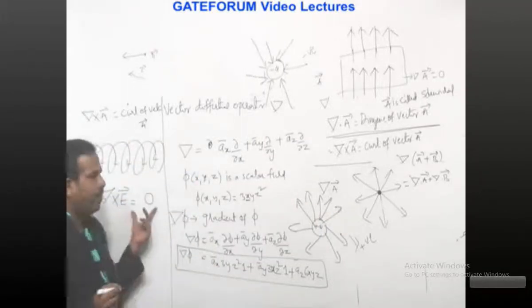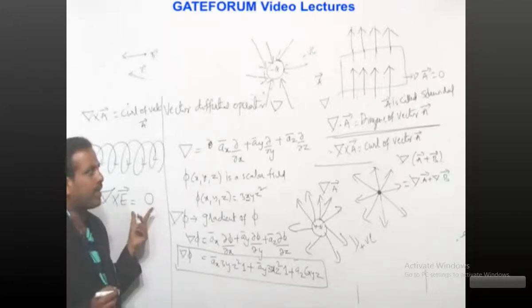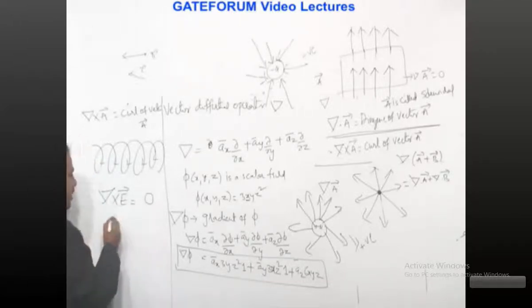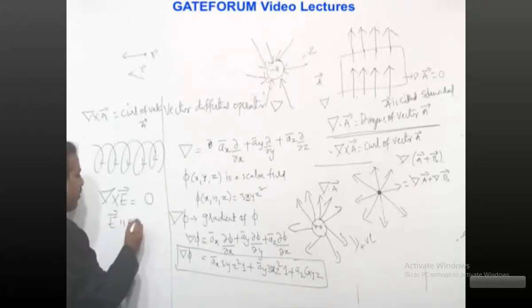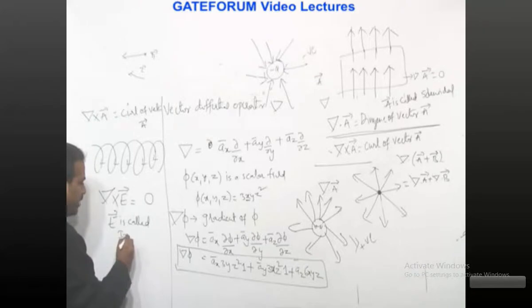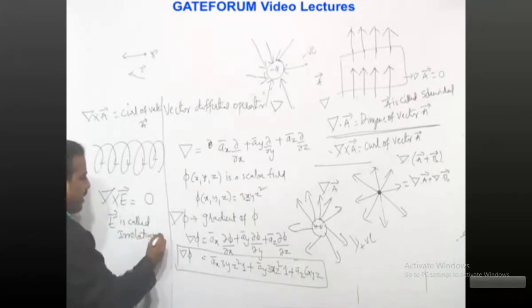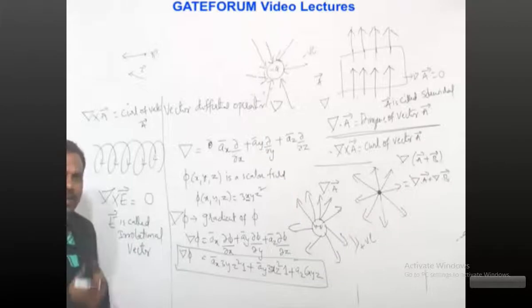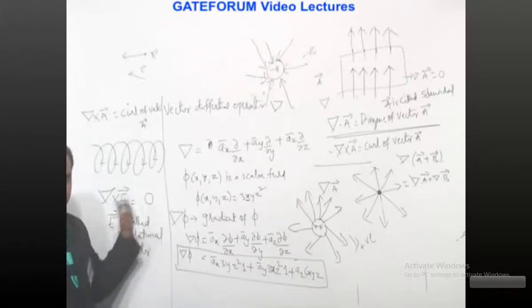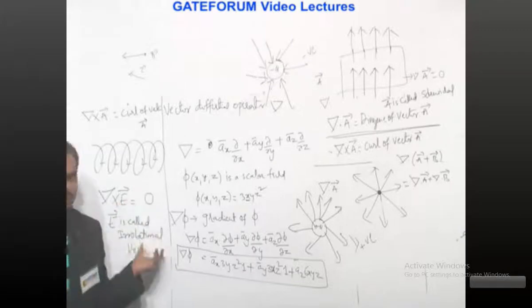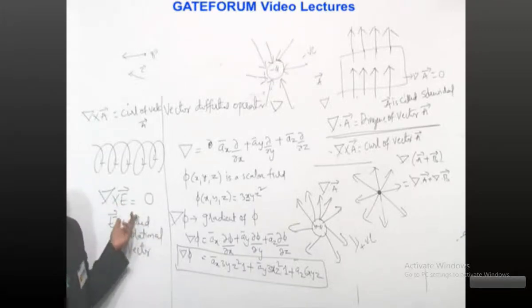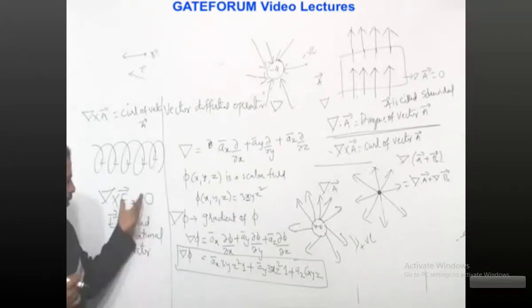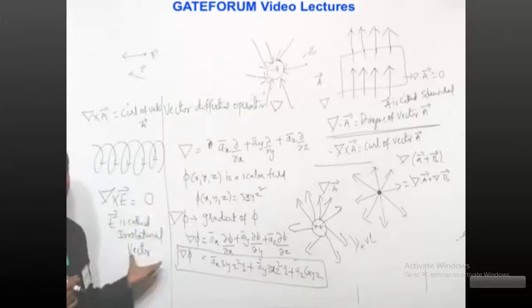Whenever del cross E bar is equal to zero, we can understand that E bar is called an irrotational vector, as the name itself indicates. Irrotational vector means the curl of that vector becomes zero; it does not have any rotating nature. With respect to our electric field, del cross E bar is equal to zero. This is our Maxwell's second equation from electrostatic potential: the curl of the electric field is zero.